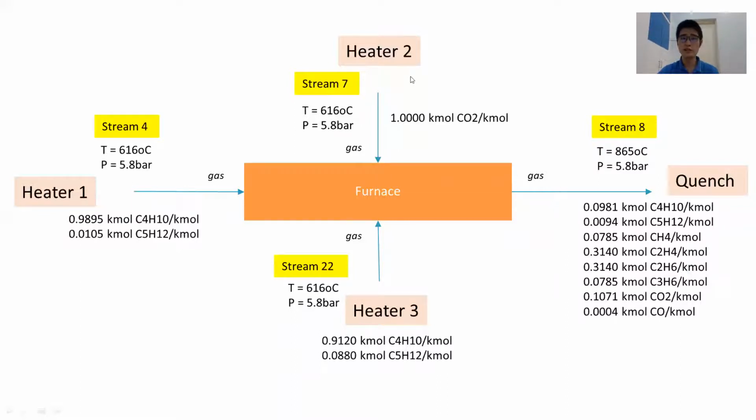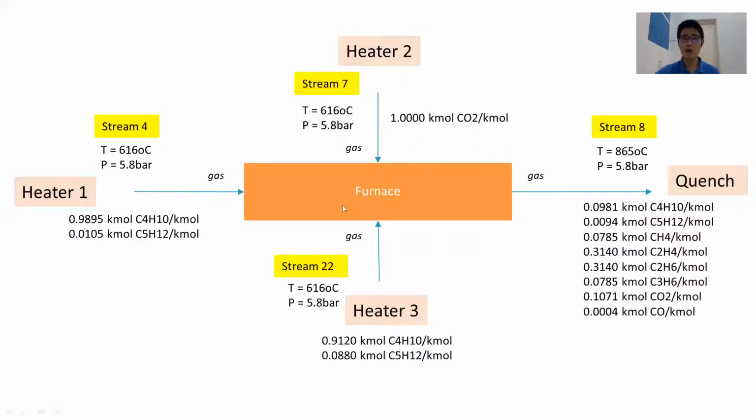So heater 2 will supply the CO2. Heater 1 will supply the butane and pentane. Heater 3 will supply the recycled stream of butane, unreacted butane and pentane. Basically, pentane will be the inert substance here because pentane will not react in the reaction in the furnace.